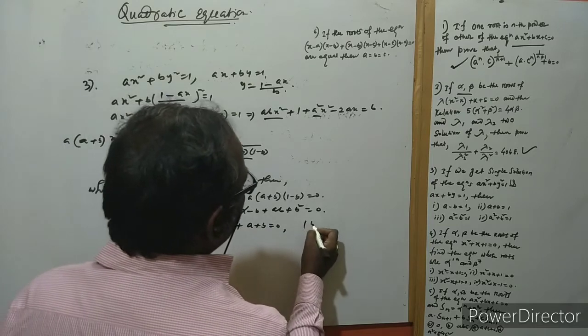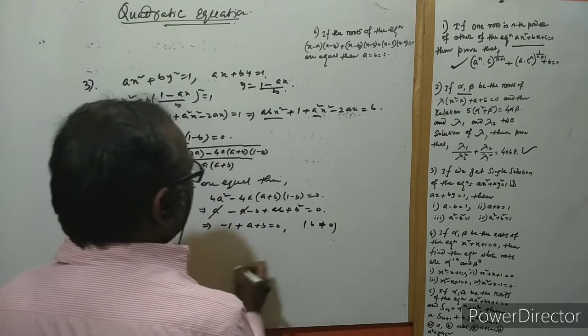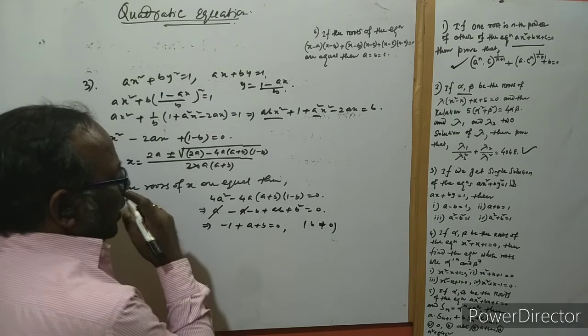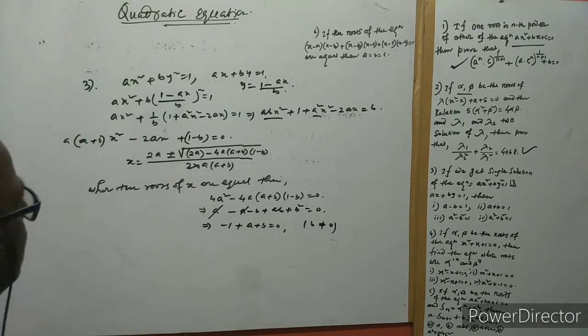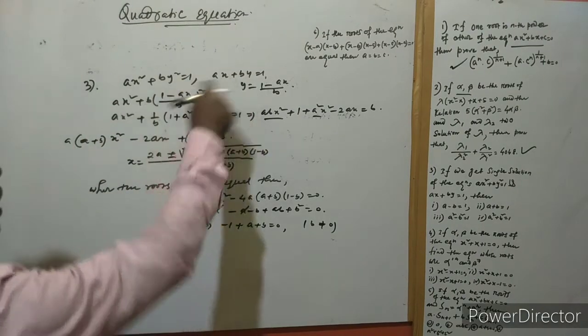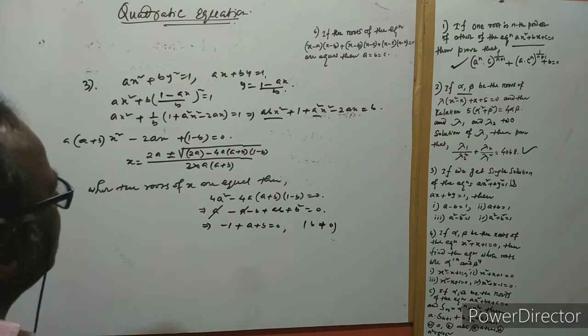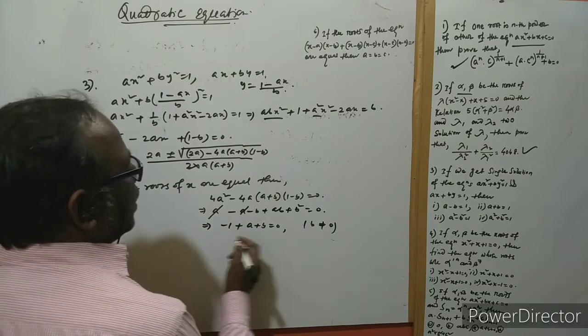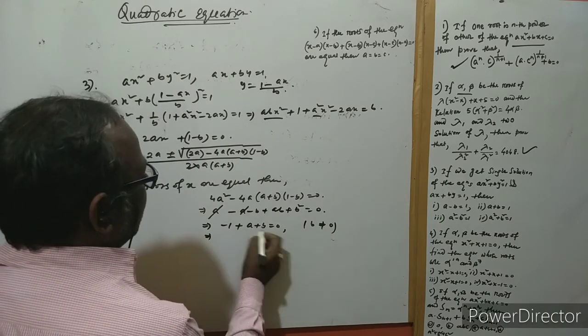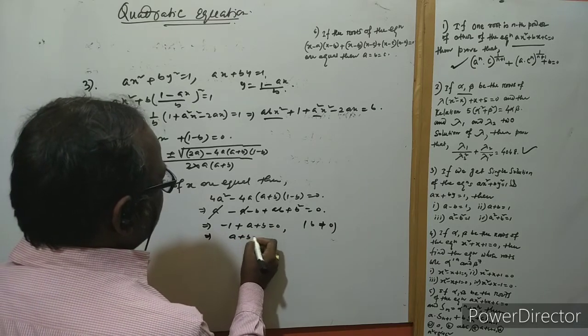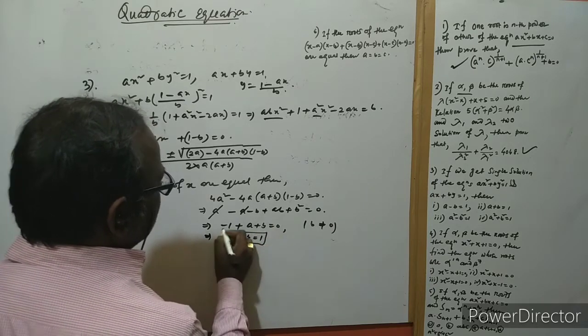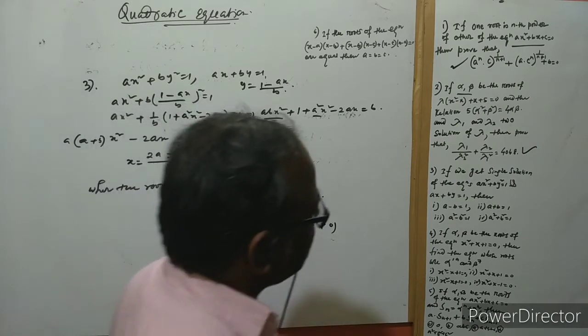Actually b never is 0, so that's why you can cancel b. And why is b not equal to 0? See, if b equal to 0, then the quadratic part is absent there. Okay, so that's why b never is 0. So we got the relation a plus b is equal to 1. This is the relation a plus b is equal to 1. Actually, this is the second option.